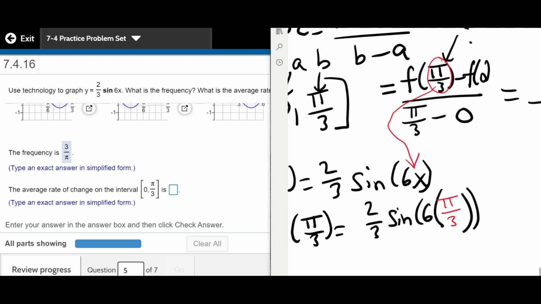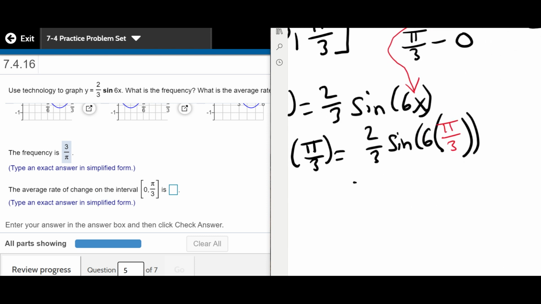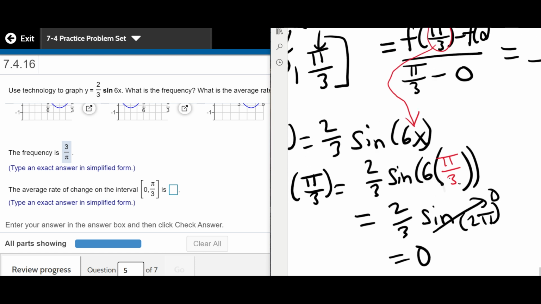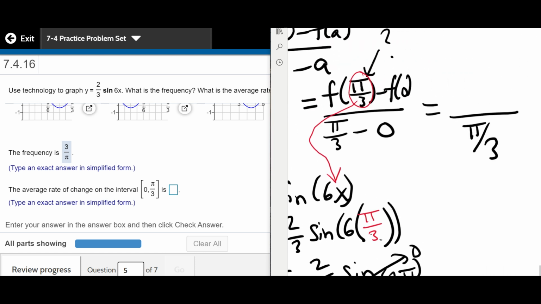Okay, and then we just got to do the math. You could do that on the calculator, or you could do it otherwise. 6 divided by 3 is 2, so this is going to be 2 pi. And from the unit circle, sine of 2 pi is 0. And then 0 times 2/3 is 0. So this is just going to be 0. Again, you could do that on the calculator. All right, so f of pi over 3 is 0.